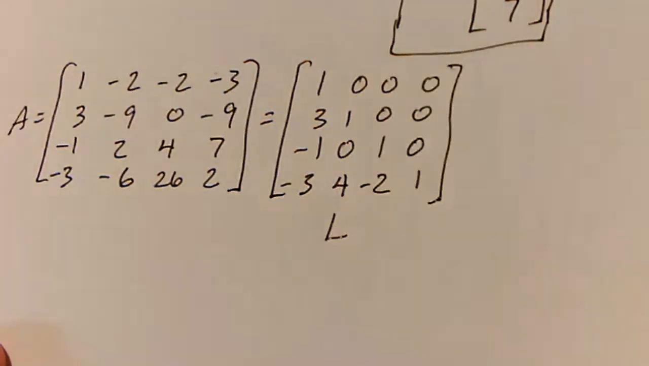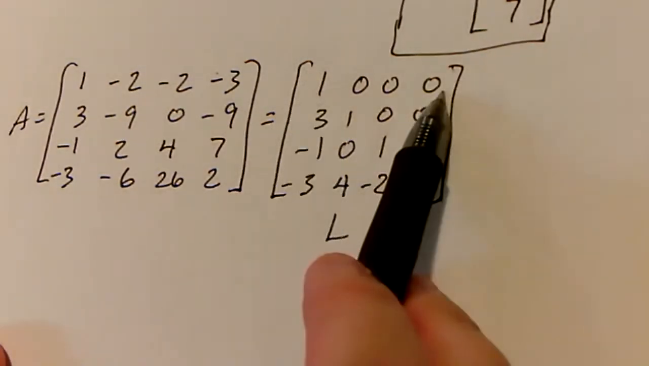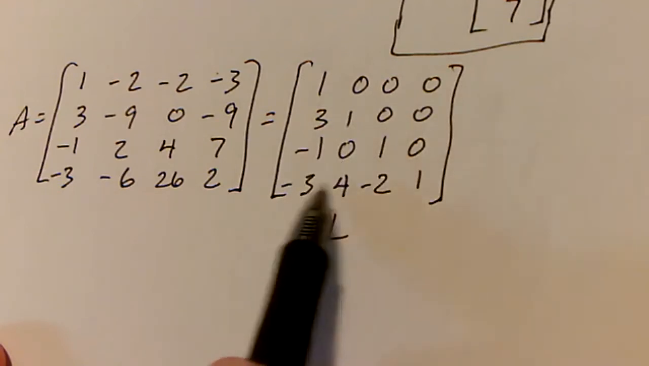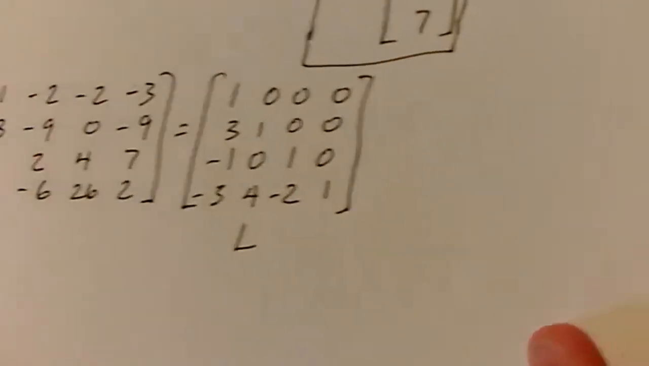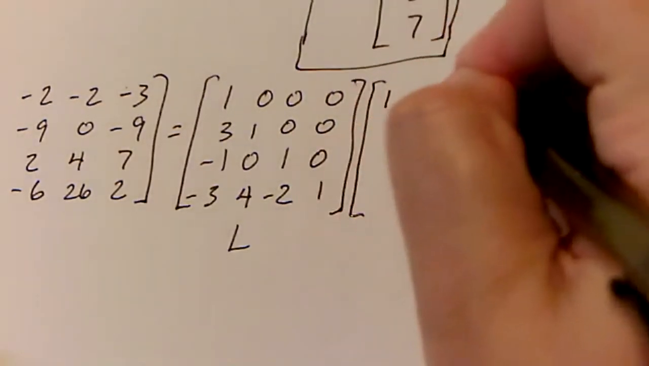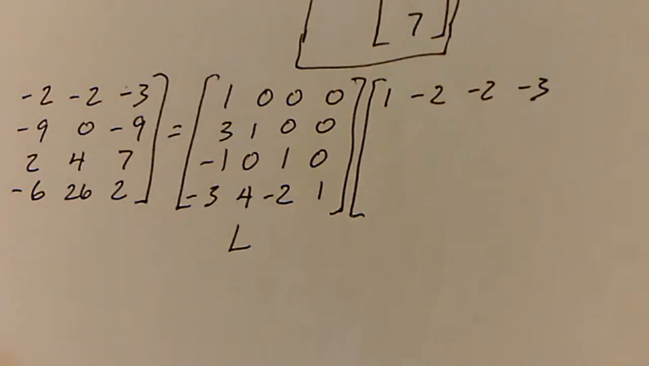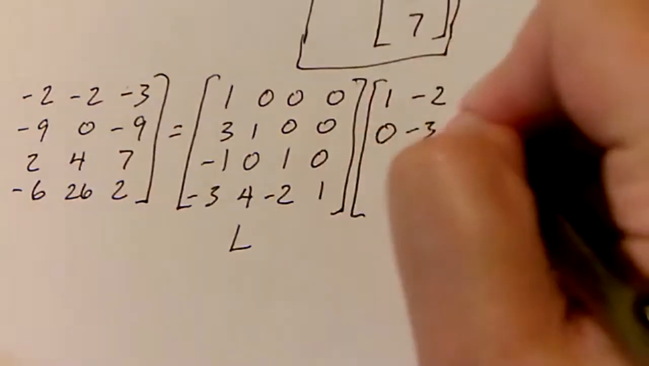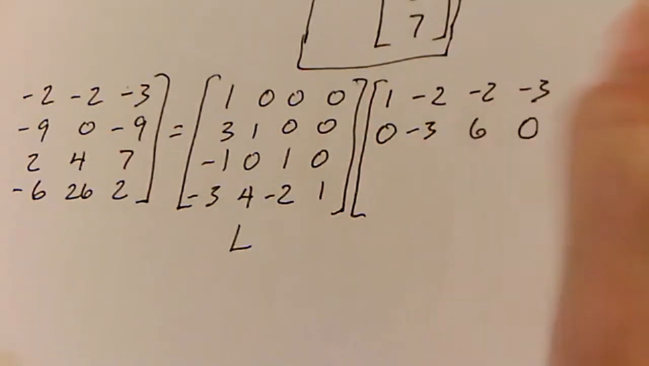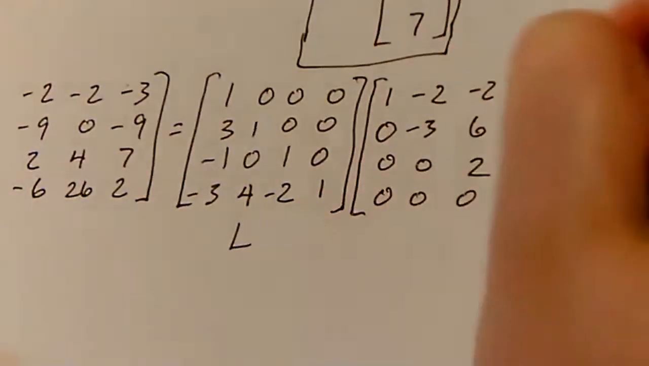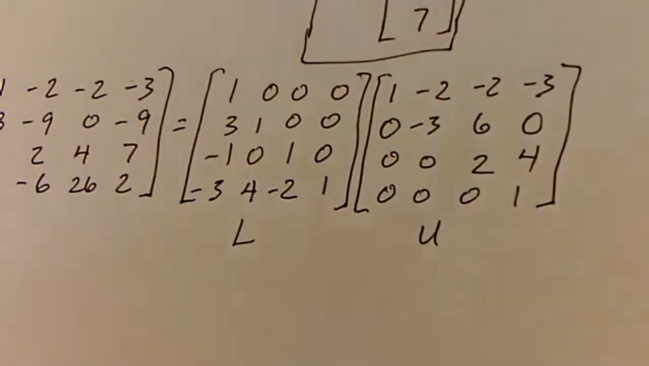So here's our matrix L. Notice it's lower triangular again. So 1, 0, 0, 0, 3, 1, 0, 0, -1, 0, 1, 0, -3, 4, -2, and 1. I'm going to multiply that now by a matrix, I should say, U. 1, -2, -2, -3. Now you should start picking up that the first row of U tends to be very similar, if not identical, to your starting matrix in this factorization. That makes things a little bit easier and gives you a reasonability check later when you're setting up those L and U yourself.